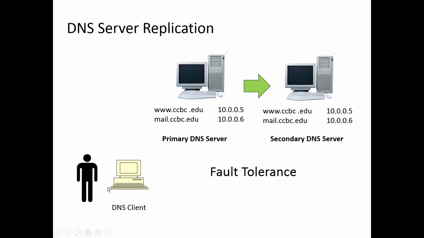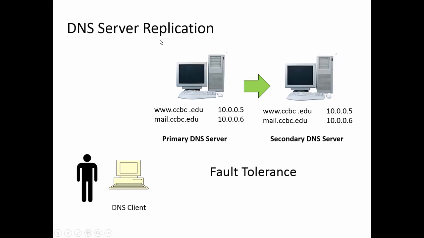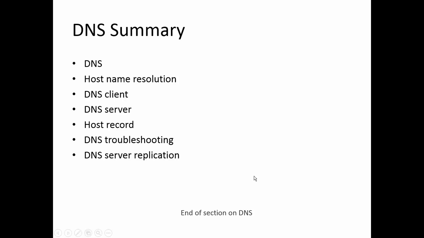Now let's look at the DNS client configuration. We already configured the DNS client to point to the first DNS server. So we go to the DNS client, and we've already configured the DNS client to forward to the first DNS server. Here is where we would add the IP address of our secondary DNS server. DNS Server Replication provides fault tolerance.